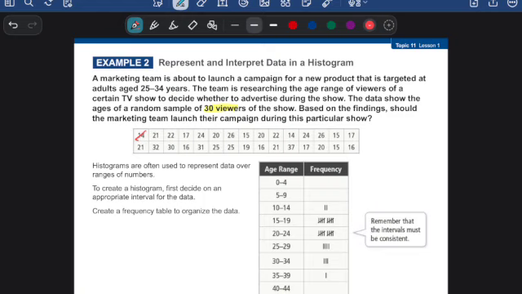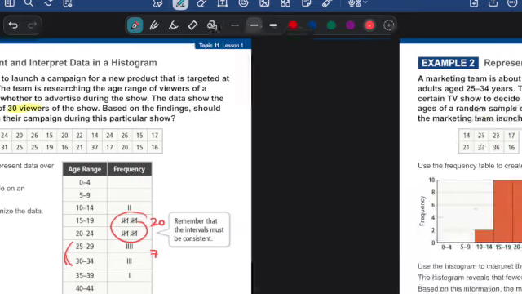So we can see that we don't have any viewers that were young children. We have a lot of viewers in the age ranges of 15 to 19 and 20 to 24. If their target audience is 25 to 34 years, this right here, well, they don't have as many viewers. Here we had 20 viewers in the younger age range, and here we only have 7 viewers in their target audience. So is it a good idea to run their campaign during this show that has their target audience of only 7 viewers? Probably not.